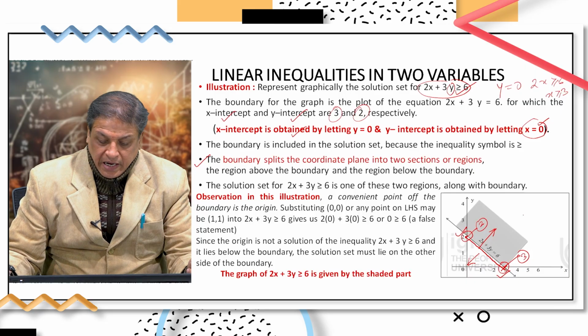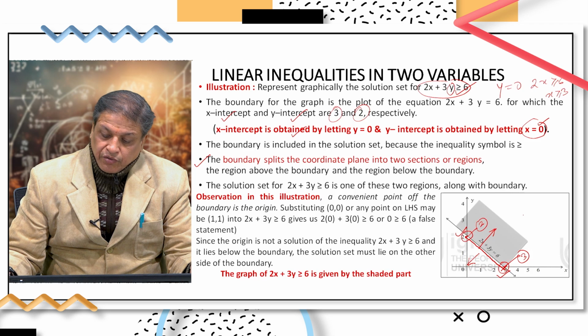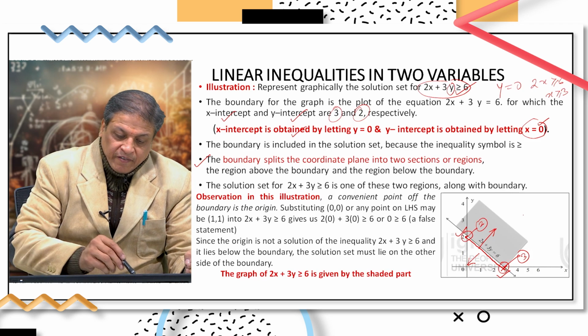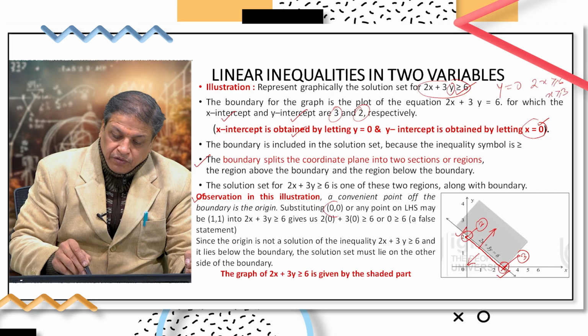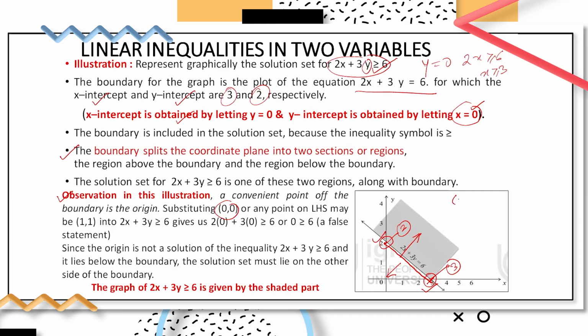Now, to find which region the solution set lies in, it is convenient to substitute points. Over here we can substitute the origin in this inequality, 2x plus 3y greater than or equal to 6. Substituting the origin, that is 0, 0, you will get 2 into 0 plus 3 into 0 greater than or equal to 6, which is 0 greater than or equal to 6, and which is false. That means the origin does not satisfy this inequality. So, the solution set will be lying on the other side of the origin.